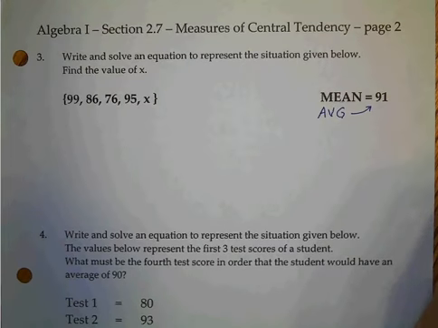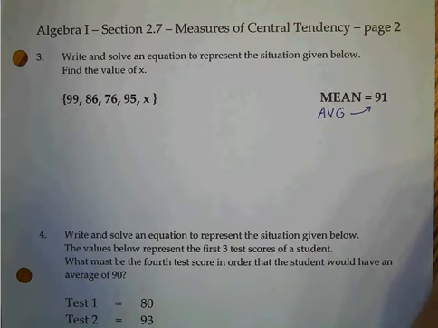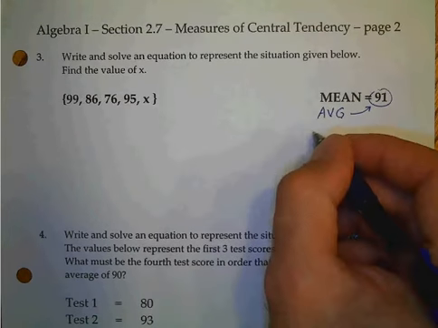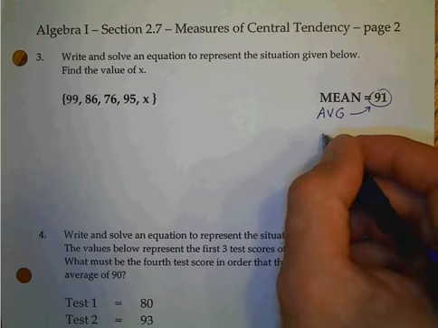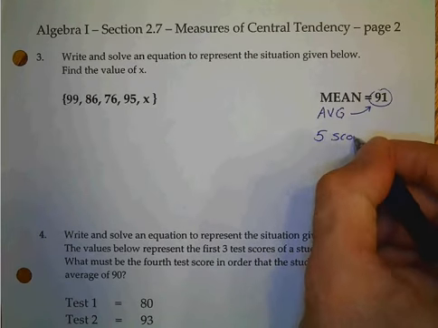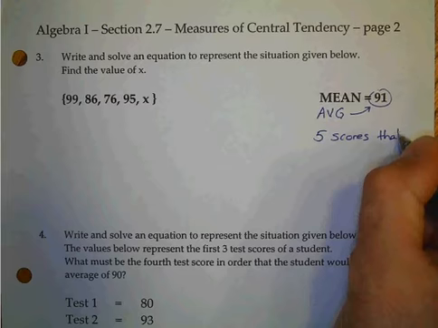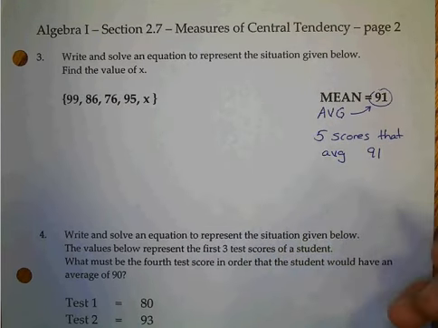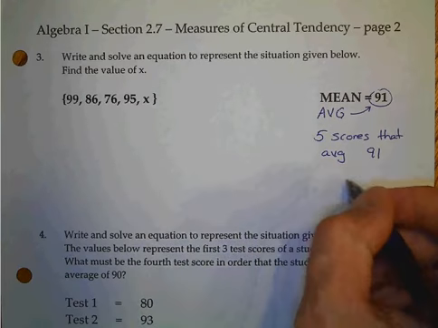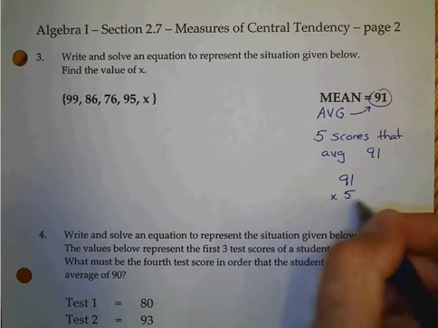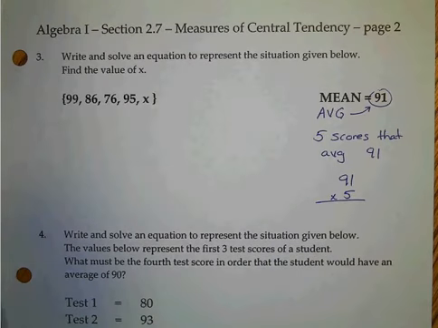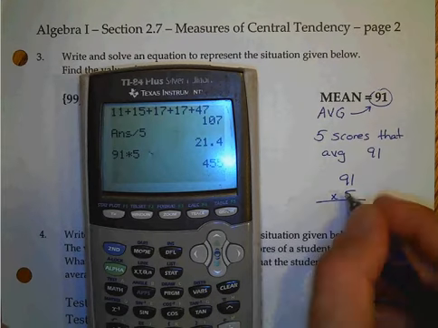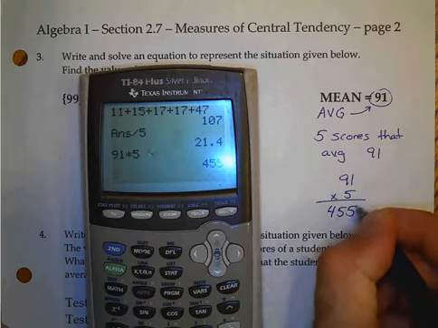Now there's 2 different ways to do this, and I'm going to show you what I feel is the easiest way. If the average score is 91, that means we're going to have the equivalent of 5 scores that average 91. So here's what we're going to do. We're going to say, what is 91 times 5? So take your calculators out and let's multiply 91 times 5. It seems that total is 455.